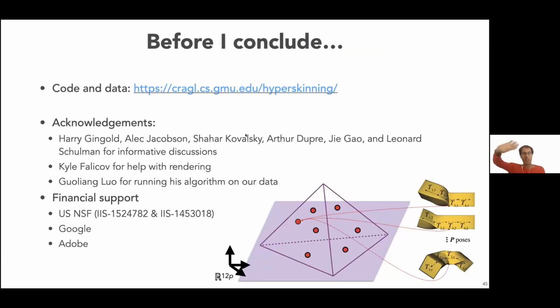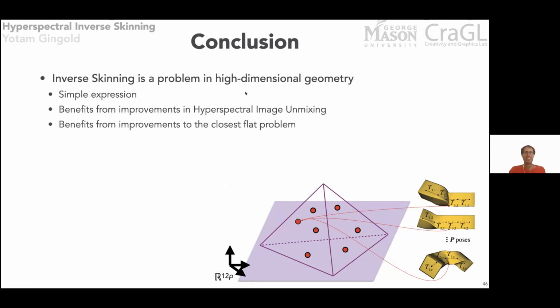Before I conclude, you can find code and data on our website, and I'm grateful to various people with whom I had conversations about the difficulty of this problem, for financial support, and to other authors who ran their algorithms on our data. To conclude the talk, I want you to walk away with this idea that inverse skinning is a problem in high dimensional geometry. There's a relatively simple expression for it that can be very hard to visualize. If people in the hyperspectral image unmixing community make advances, then we'll have better performance. And if people work on this closest flat problem, essentially the closest point to a set of lines but in higher dimensions, then this will also greatly benefit this problem.